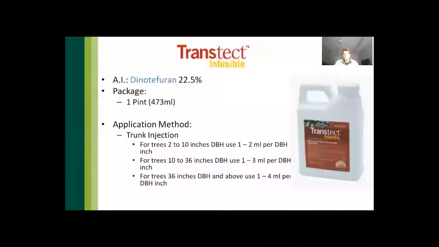And lastly, for our systemic activities, we do want to touch on Transtect Infusible. It is a 22.5% formulation. What's really fantastic about this is the low rates that you're actually applying it at. You're looking at anywhere from 1 to 4 milliliters per diameter inch, so it's a very quick application. You could use our Q gun or any of our micro injection devices to do this application, and it is going to be absolutely knockout awesome on scale insects.